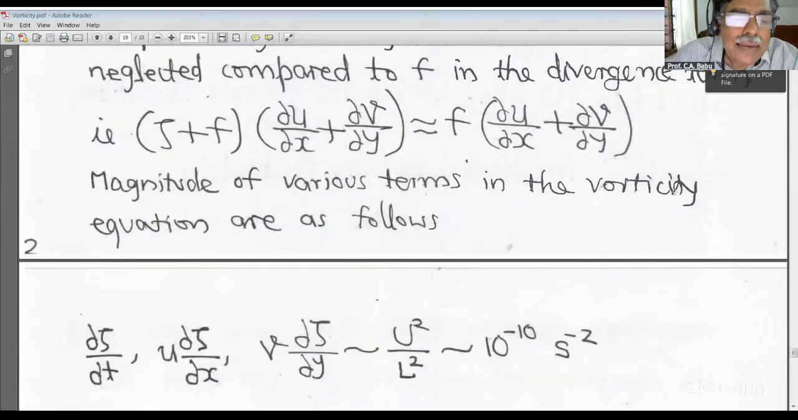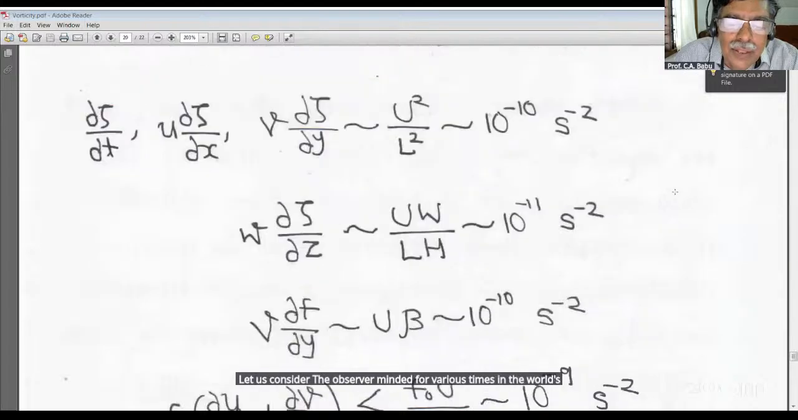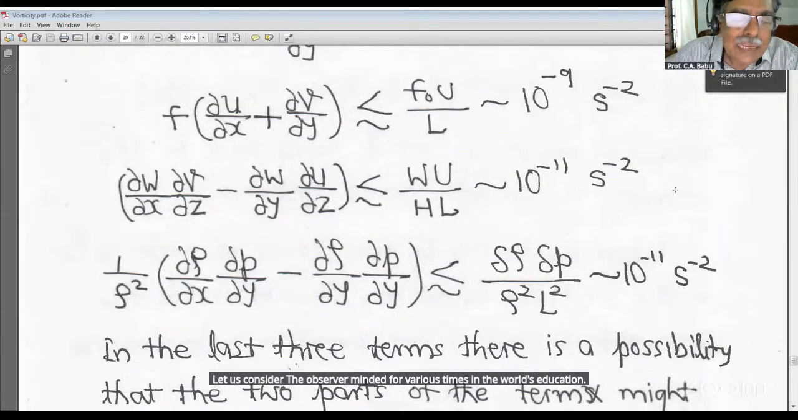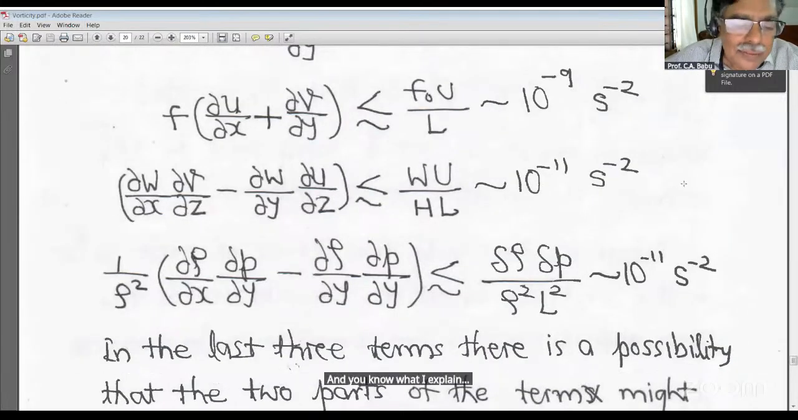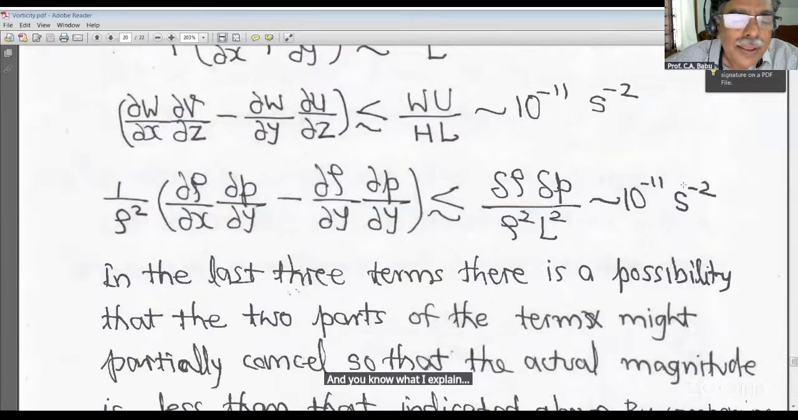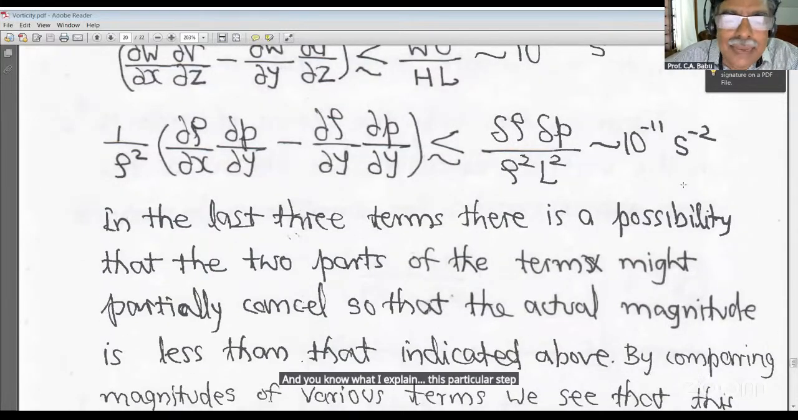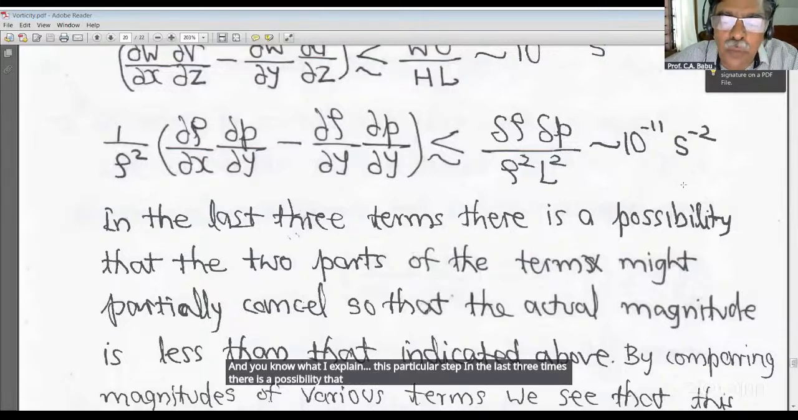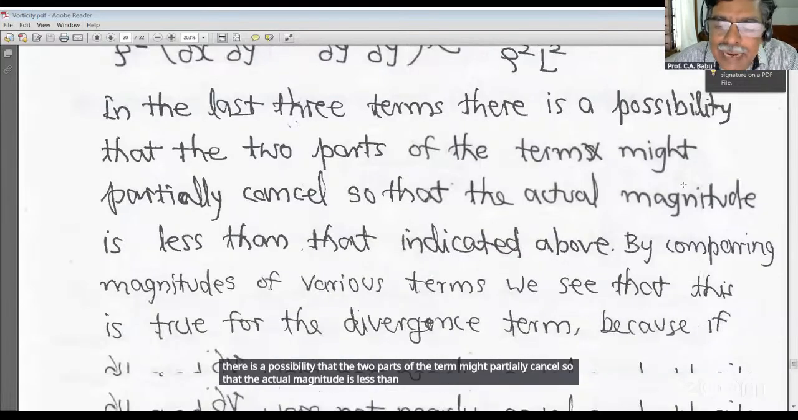Let us consider the observed magnitude for various terms in the vorticity equation. I need not explain this particular step. In the last three terms, there is a possibility that the two parts of the term might partially cancel, so that the actual magnitude is less than that indicated above.